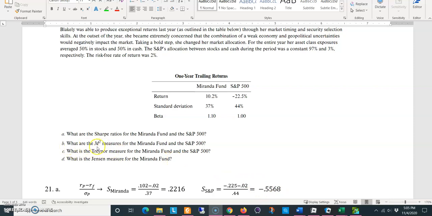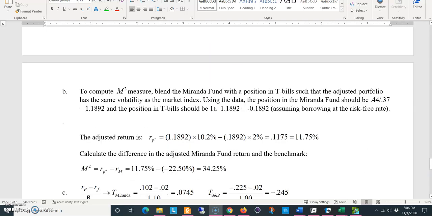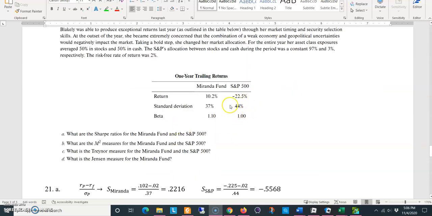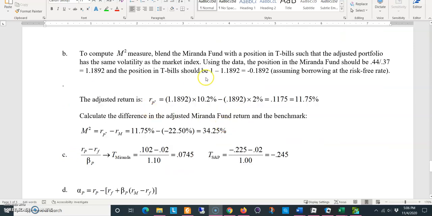Now I can calculate what is called the M squared. So keep in mind, what is the M squared measure? You're going to use the fund and some investment in the risk-free asset so that you are able to mirror the sigma for the index. And then you're going to compare the returns on this hypothetical portfolio with the benchmark. So we want to invest some amount in the fund and some amount in the T-bills so that the portfolio has the same sigma as the market, as the benchmark.